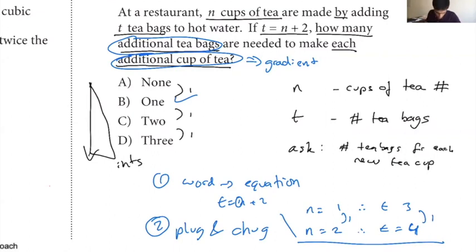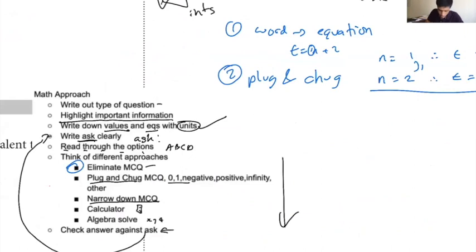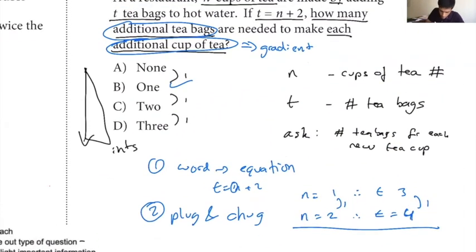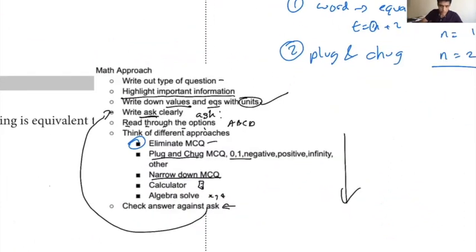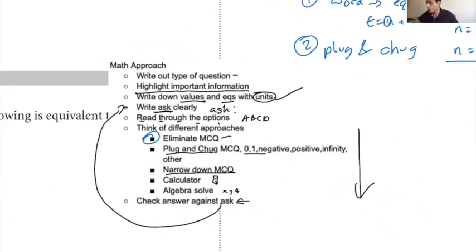And there was, Naman, what was the third approach again? I forgot. Just to eliminate MCQs. Ah, yes, okay, thank you. So the first, I forgot this step, eliminate MCQ. When you look at this, you should be able to eliminate 3, and you should be able to eliminate none, because if you're adding a cup, then you have to add more tea bags, and then you choose between 1 and 2. So you start with elimination. All right, so please take away, please learn this approach, and please do this approach for each one. Cool.